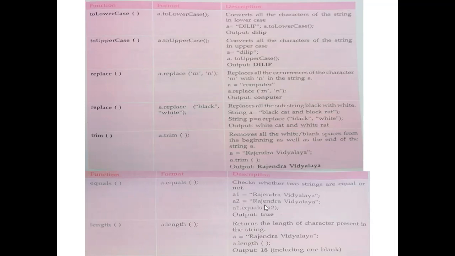Then a dot length. See, Rajendra Vidyalaya is there, right? When I say a dot length, it gives the length of this string. What is the length of this string? 18, including the blank space in between. So it returns 18 as the answer. Please check all these functions once again. Any doubt, I can clarify now. But you must know exactly the output of these functions.